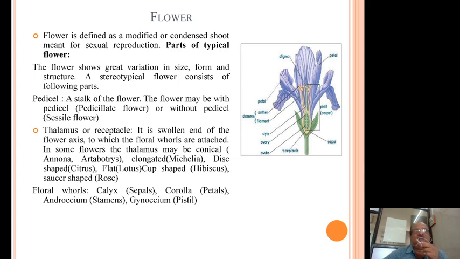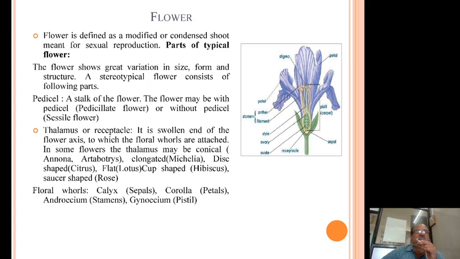Just above the pedicel, you have a structure which is slightly swollen, and this swollen structure on which the other floral whorls are placed is called the thalamus. The thalamus is the portion on which the other 4 floral whorls, that is the calyx, corolla, androecium, and gynoecium, are placed or inserted. Thalamus may have different shapes in different types of flowers.